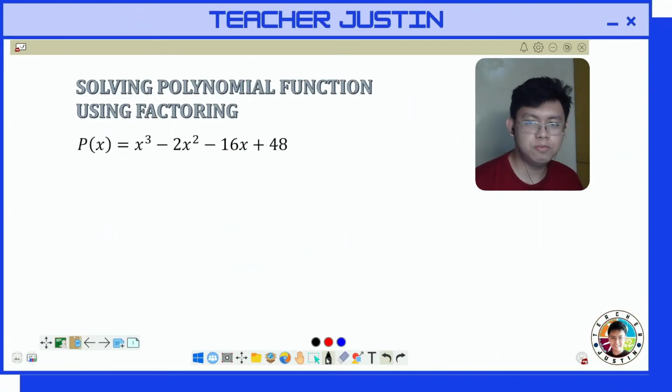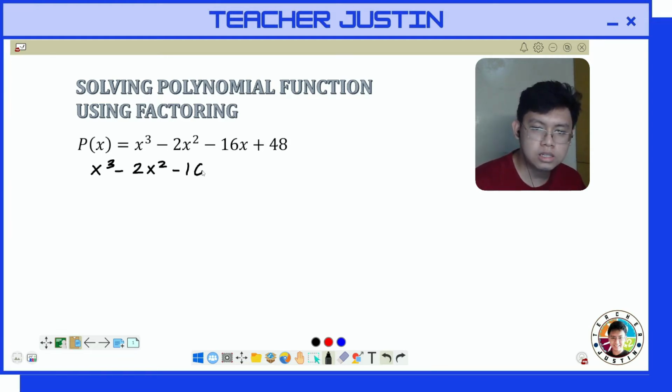Okay, let's solve a polynomial function using factoring. So let's have this example. We have p of x is equal to x raised to 3 minus 2x squared minus 16x plus 48. Now, in solving polynomial functions, our first step is to change the function notation to 0. X raised to 3 minus 2x squared minus 16x plus 48 being equal to 0.